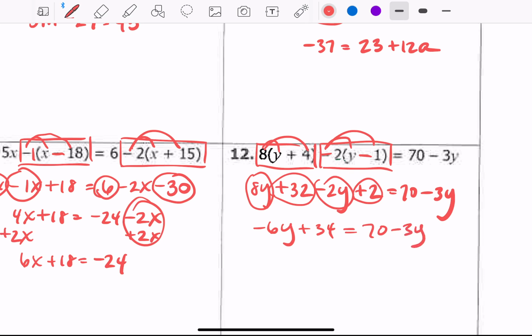So now I've got variables on both sides. I'm going to add 6y to both sides. I could also add 3y to both sides, but I'm going to add 6y to both sides. This becomes 0. I bring down my 34 equals 70, and negative 3 and 6 when I combine it is positive 3y. That's a two-step equation you can solve.